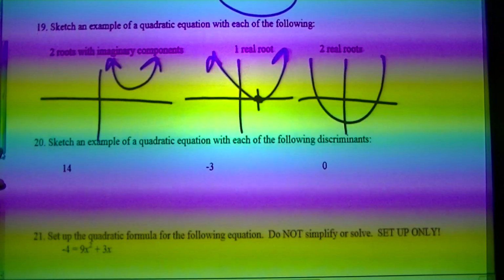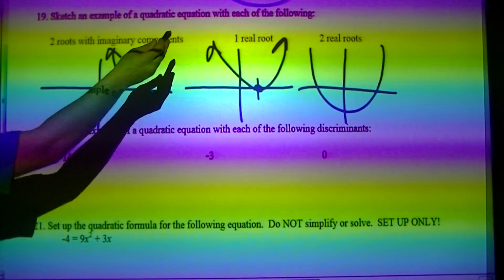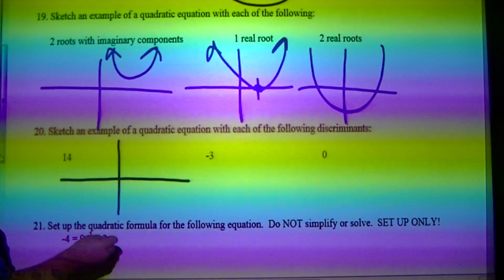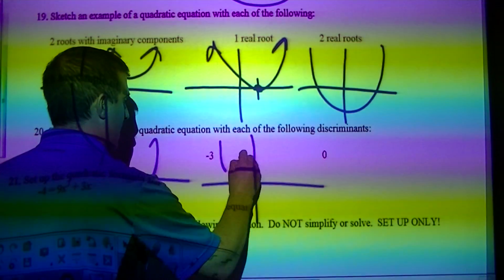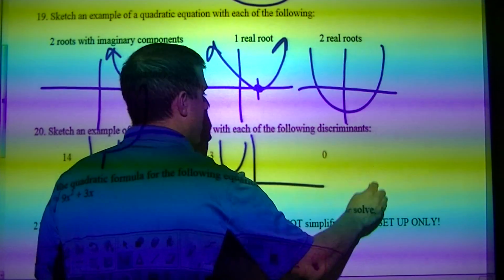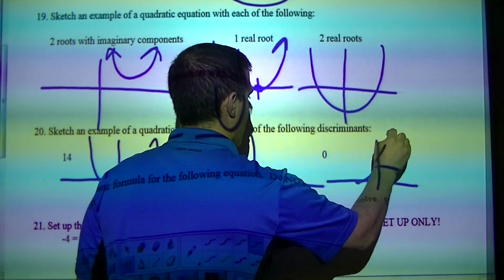Sketch an example for the following. 14, that's a positive number for the discriminant. Could be something like this, a negative. If it's negative, I'm going to have something like that. If it's 0, I'm going to touch it right there.